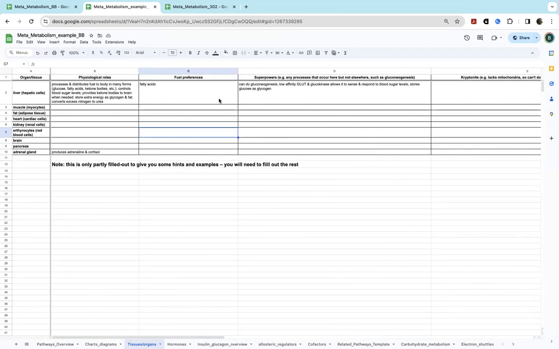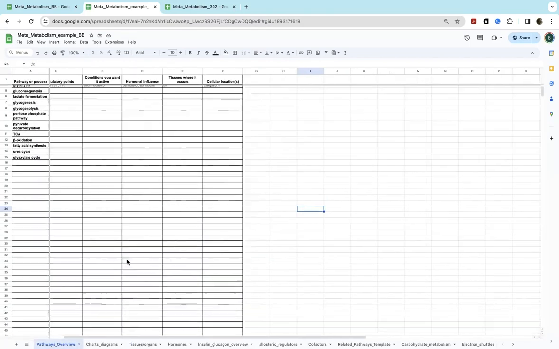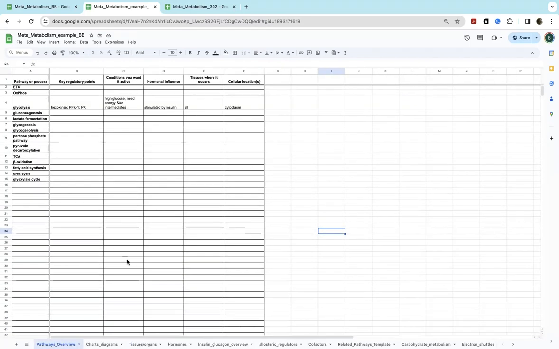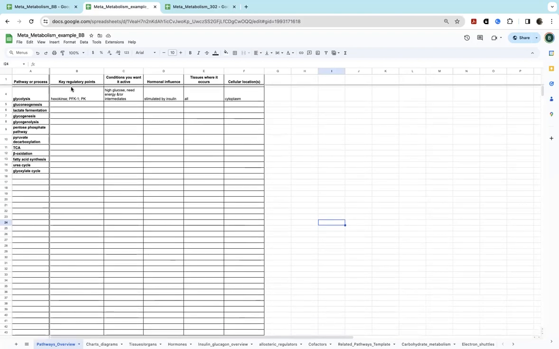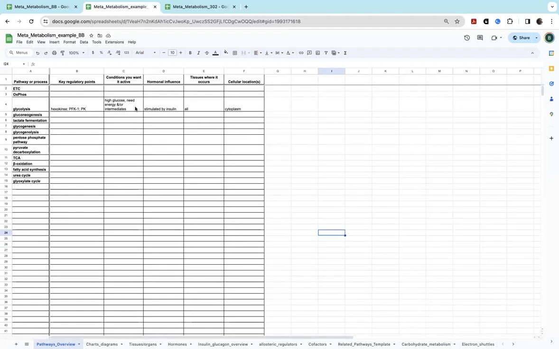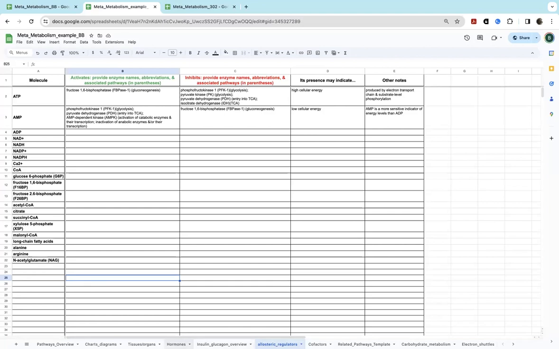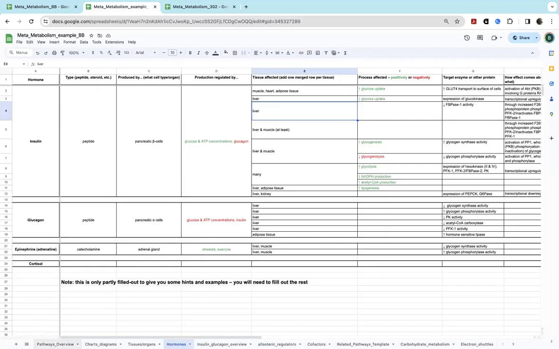So remember that, say, your erythrocytes, your red blood cells, they don't have mitochondria, so they can't do the citric acid cycle and things like that. Then for each of the key pathways, what are the regulatory points of those pathways? When do you want those pathways to be active, and when might you want them to be inactive? When we talk about how to get it to be active, that goes back to thinking about our allosteric regulators as well as our hormones.